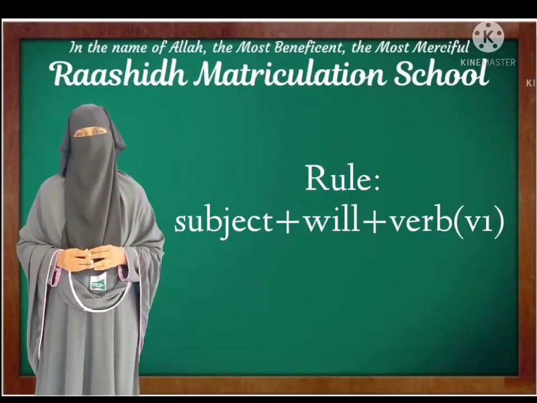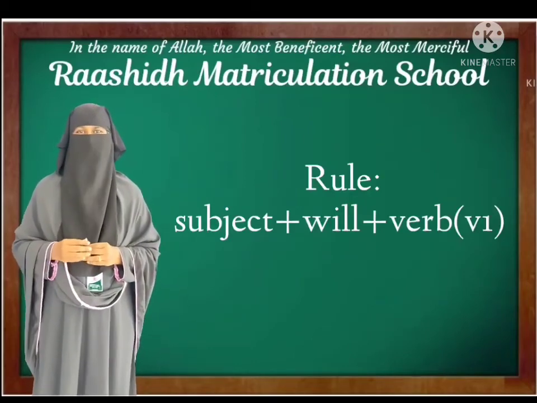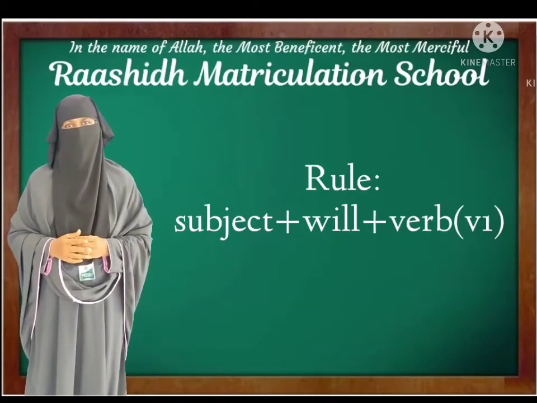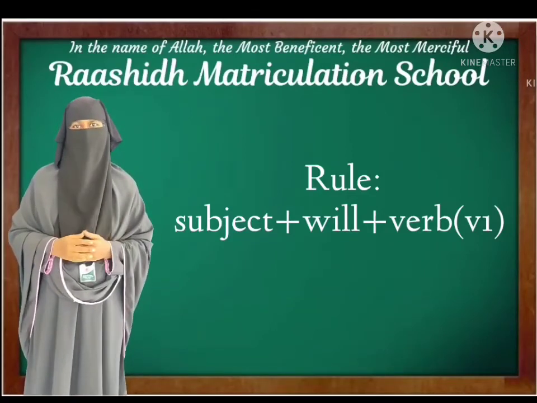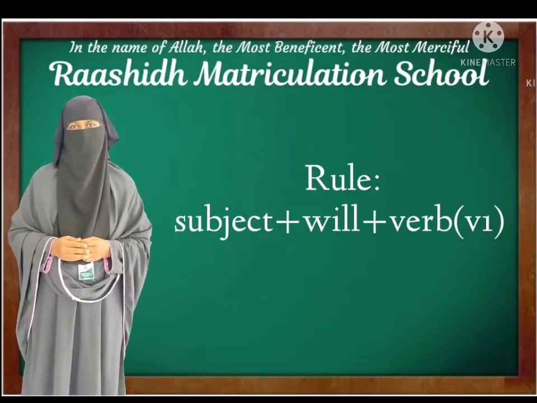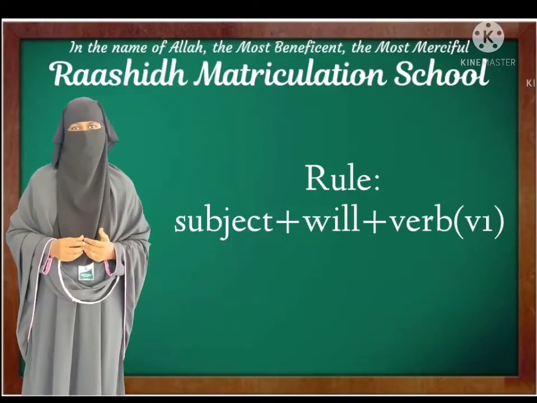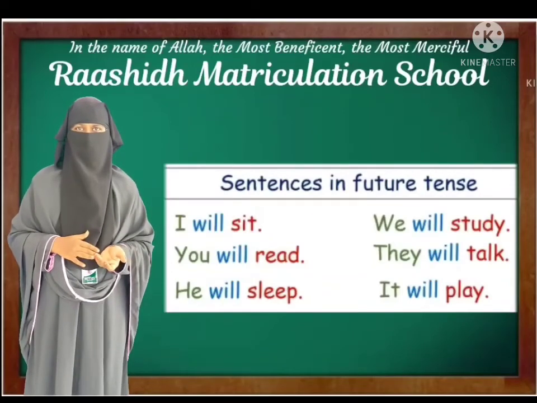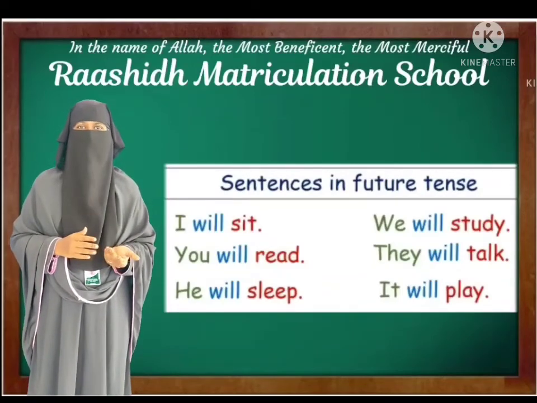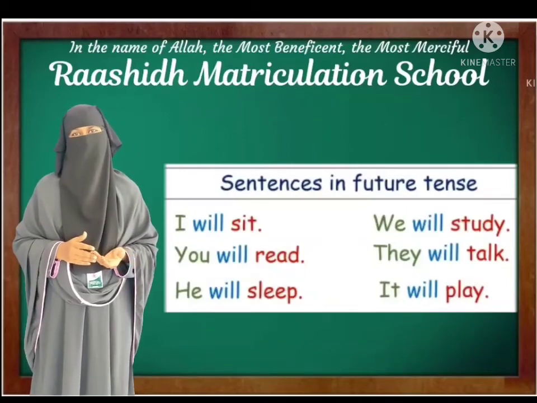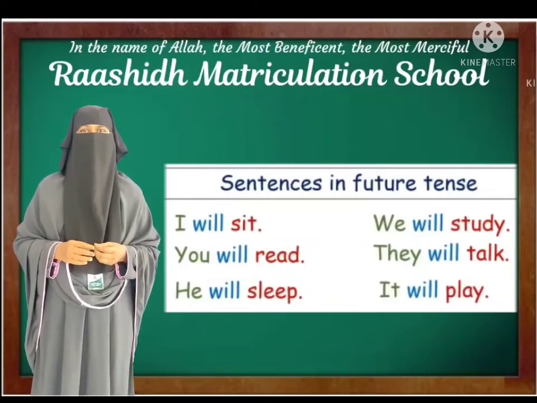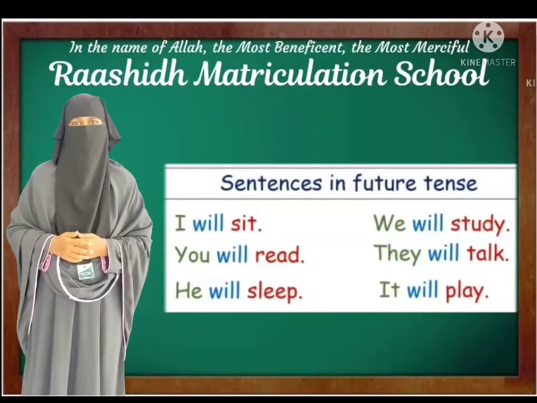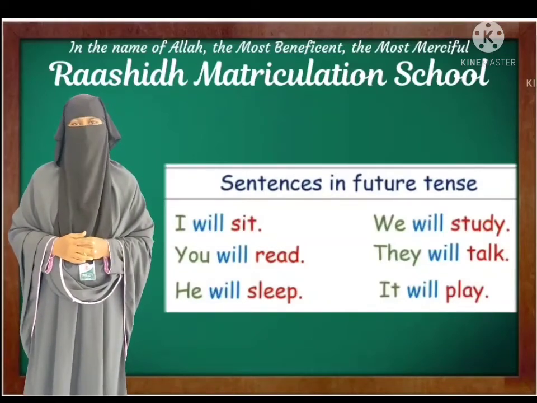Now let's see the rules for future tense. In future tense, we have to add will plus verb. The verb that too in present form, that is V1. Subject plus will plus verb in V1 form. For example, see the sentences: I will sit, you will read, he will sleep. So sleep is the verb. We are adding will before the verb. Okay, we will study, they will talk, I will play.